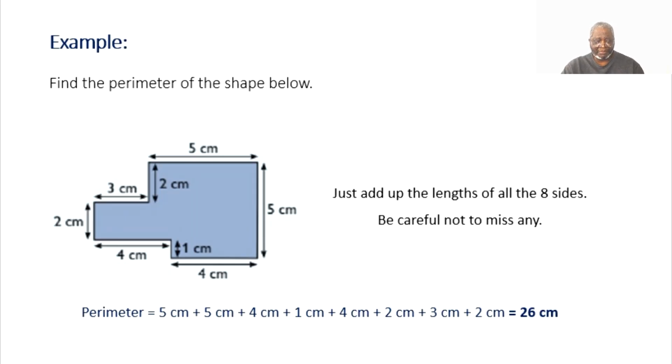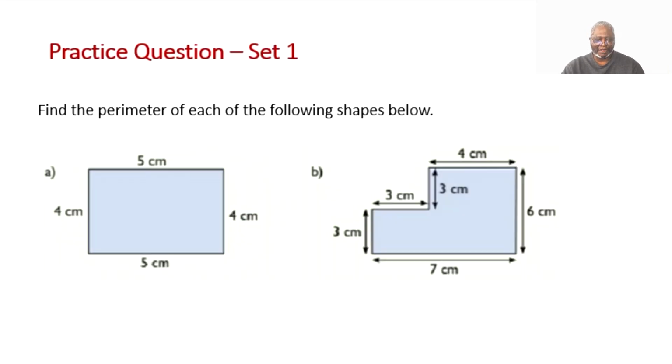So the perimeter of this shape will be equal to 5 centimeters plus 5 centimeters plus 4 centimeters plus 1 centimeter plus 4 centimeters plus 2 centimeters plus 3 centimeters plus 2 centimeters equals 26 centimeters. Let's look at our practice set 1.